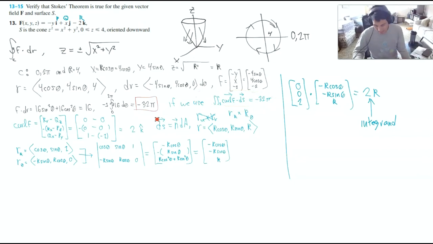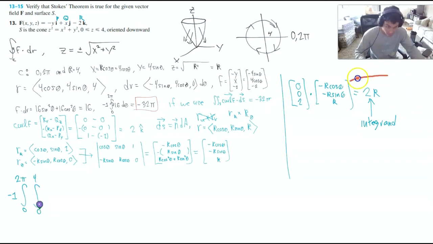Okay, now since this is a negative orientation, since it's oriented downwards here, it's going to be counterclockwise, right? Clockwise is our negative orientation. So we're going to have our integral, negative 1 on the outside, and then it's going to be from 2 pi to 0, and then from 4 to 0. And then this will be our integrand, so it's going to be 2 big R, then dR and then d theta.